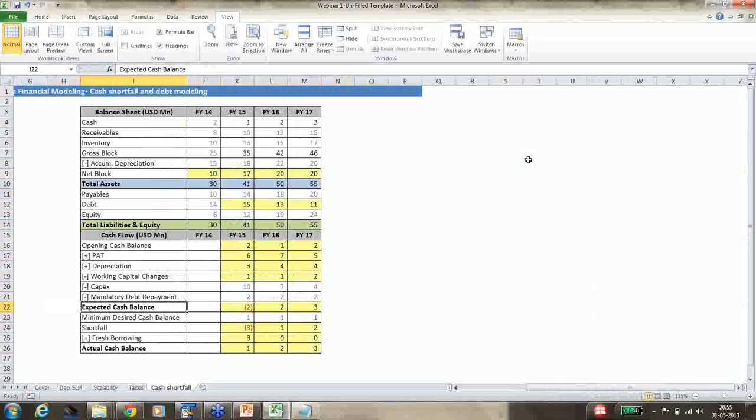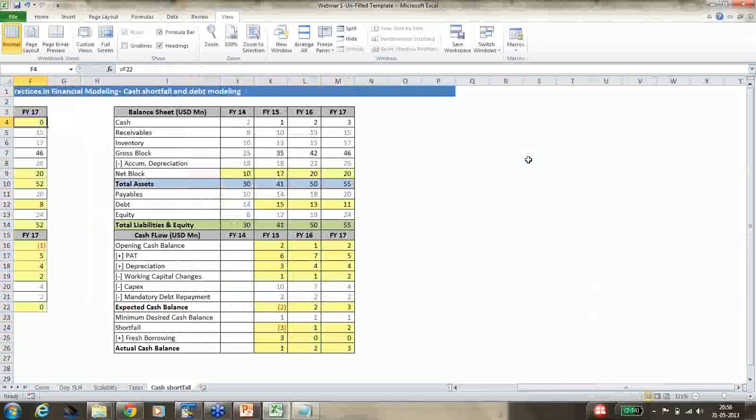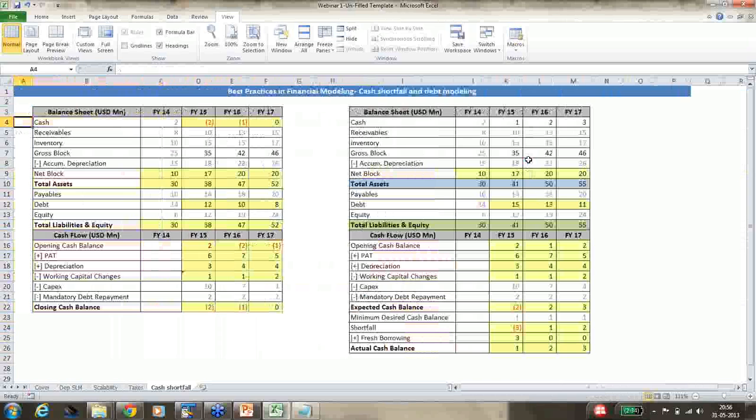Look at this number, the expected cash balance, which is nothing but the sum of the first items minus the 3 items. But we actually need 1. So the expectation is minus 2, we want 1. So we need to do a fresh borrowing of 3. If my expected cash balance is positive, then I don't do any fresh borrowing. Based on this, I feed this number into the cash balance in my balance sheet, and then at least I get a rational cash flow statement with an actual balance sheet which is still positive.